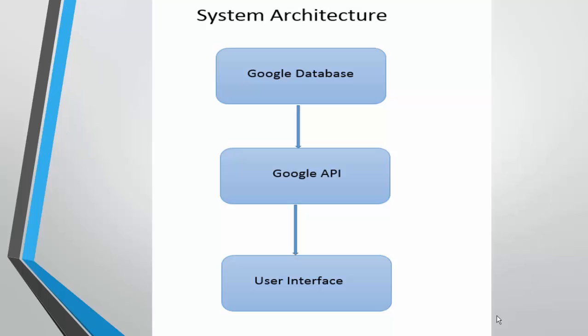Here is our system architecture. We have three phases here: the user interface, the Google APIs as the middleware, and the database. The user interface has two parts, the authentication and the querying part.